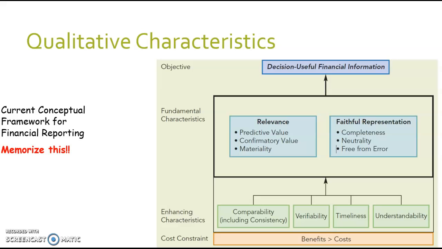Okay, here we're taking a look at the current framework, and we had already discussed a few things. We discussed how the objective is decision usefulness to the interested users. We discussed these various, we've got fundamental characteristics, enhancing characteristics, and cost constraints.